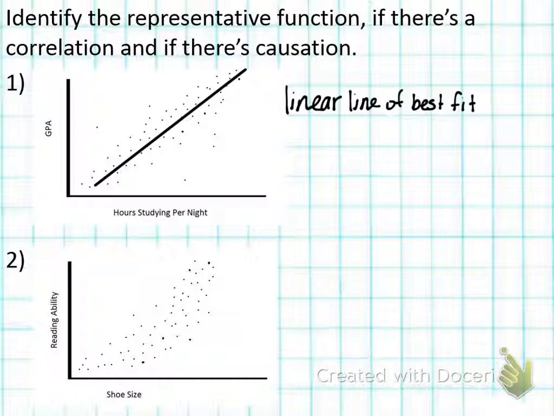I'm noticing that my dots are clumping together, but are they clumping together as a straight line? Or are they clumping together as a curve? What do you think? Is it a straight line or more of a curve on this one, number two? More of a curve, right? So I would draw a line of best fit that's curved this way, okay? And to me, this looks like what kind of graph? Is it linear, quadratic, or exponential? It's exponential, okay? So I would say it's an exponential line of best fit.